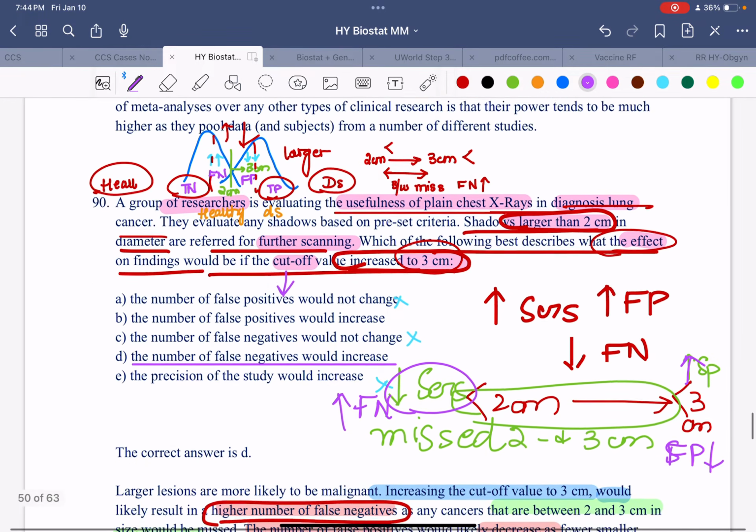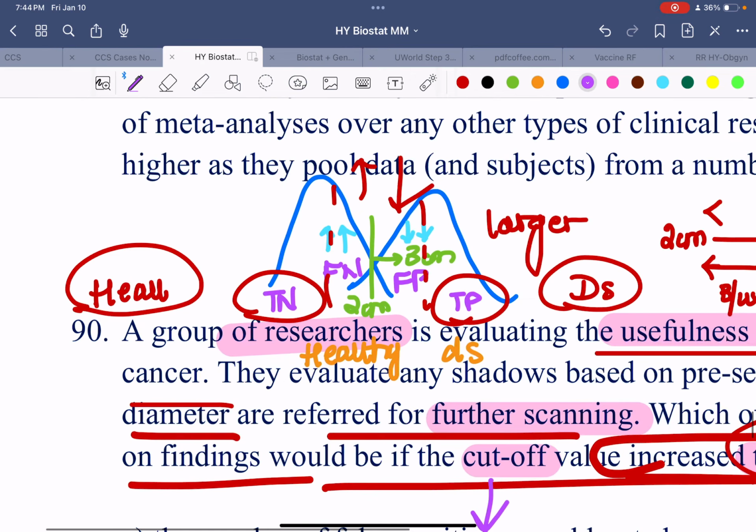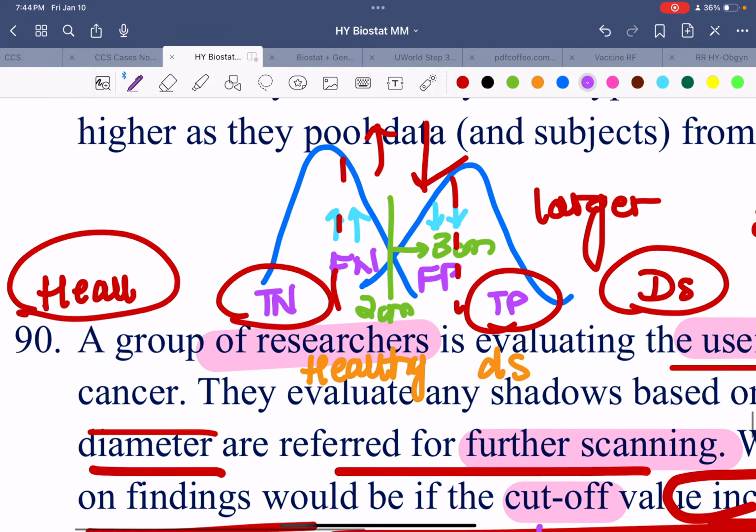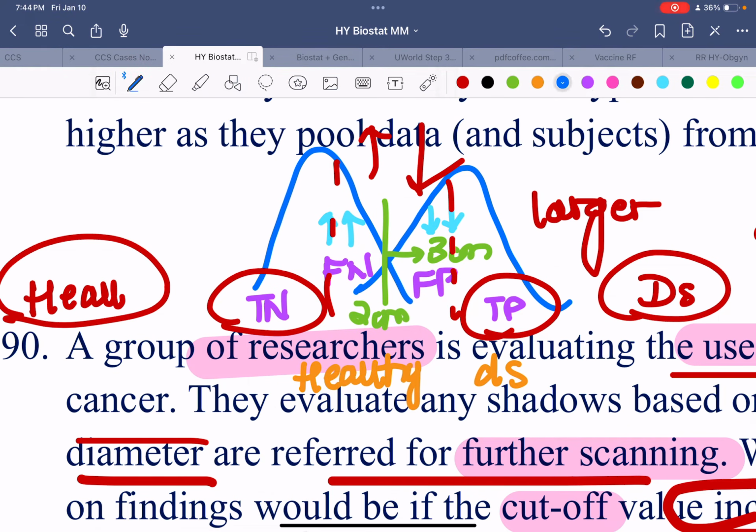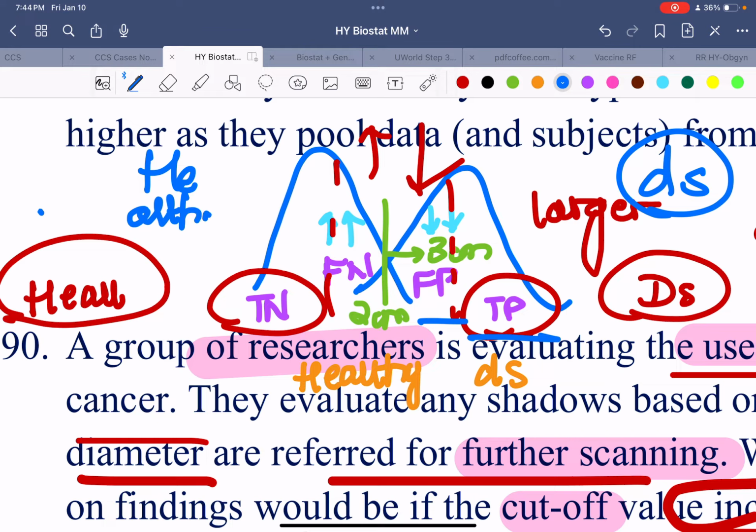And this can also be done by drawing a graph in which you put the diseased people on the right side, which are the true positives and the false negatives, and the healthy people on the left side, because anything that's greater than 2 centimeter or 3 centimeter is being referred for screening. Therefore the disease would be on the right and the healthy people on the left. Then this peak of the curve would be true negatives, and this peak would be true positives, and along with true positives come the false positives and the false negatives. So this is the normal cutoff criteria of 2 centimeter.